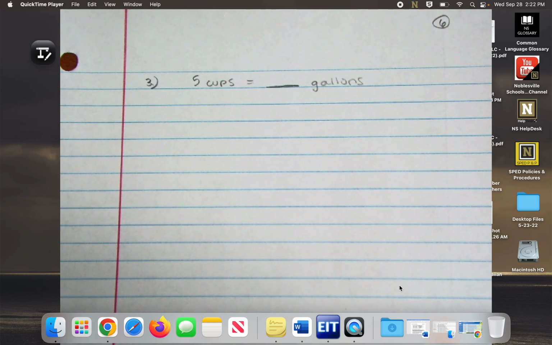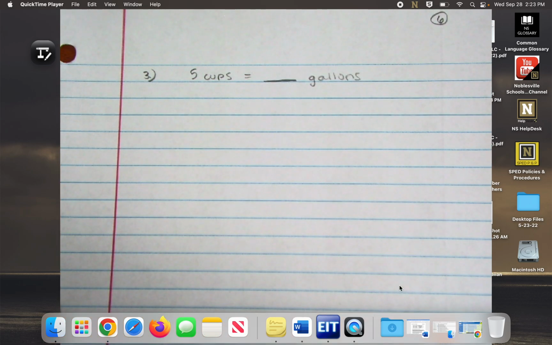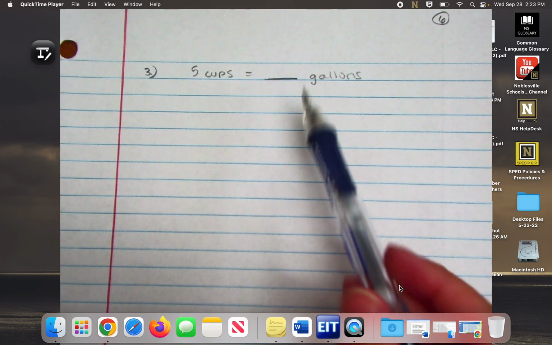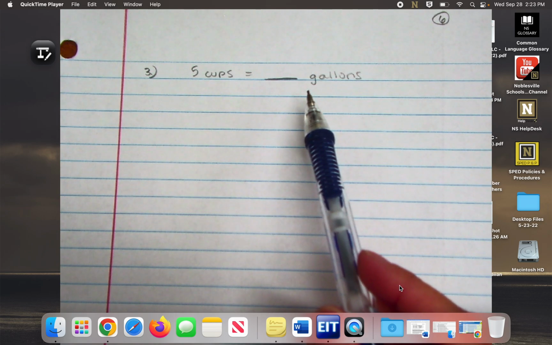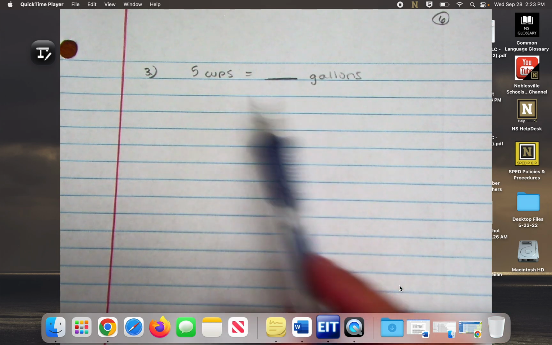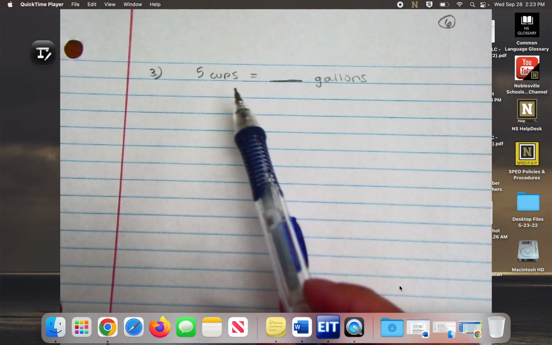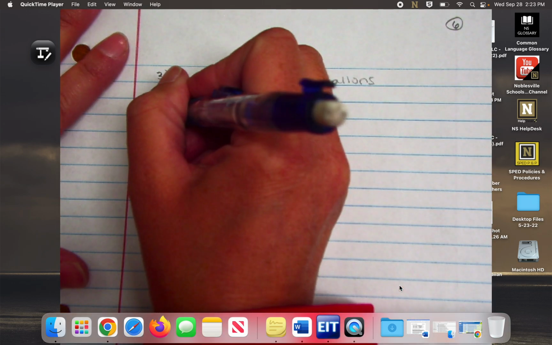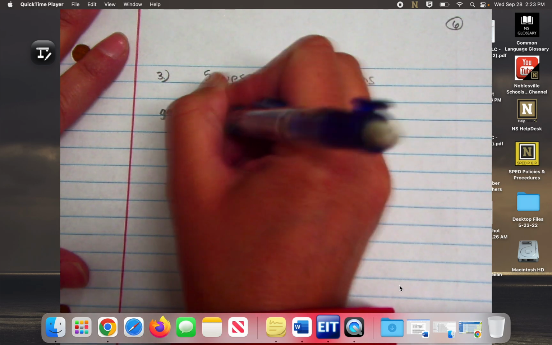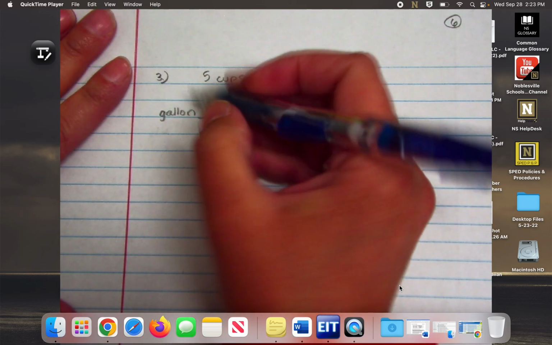So for this one, it's going to require one extra step. We have 5 cups equals how many gallons? Hopefully right now you're already reasoning that this is going to be a decimal value, because 5 cups is not enough to fill up a whole gallon. We're trying to find cups to gallons, so we'll figure out exactly what fraction of a gallon 5 cups would be. We're going to use our base conversion. So 1 gallon equals 16 cups.